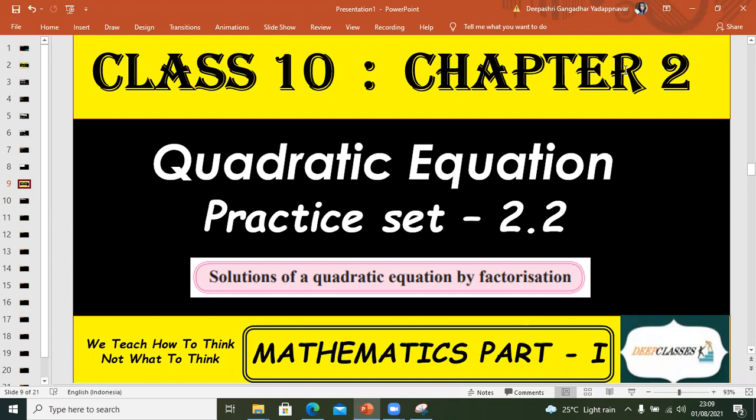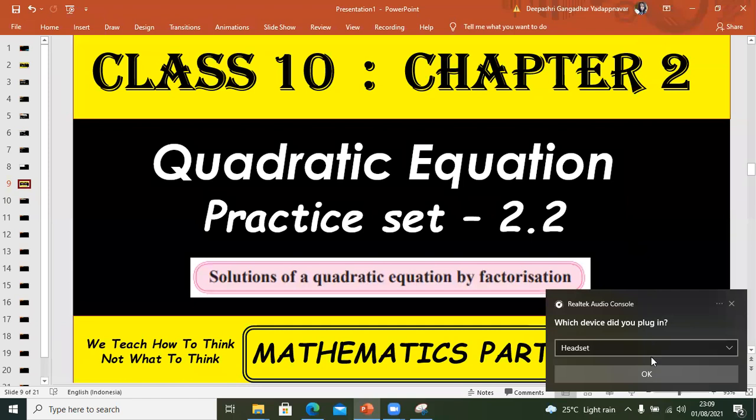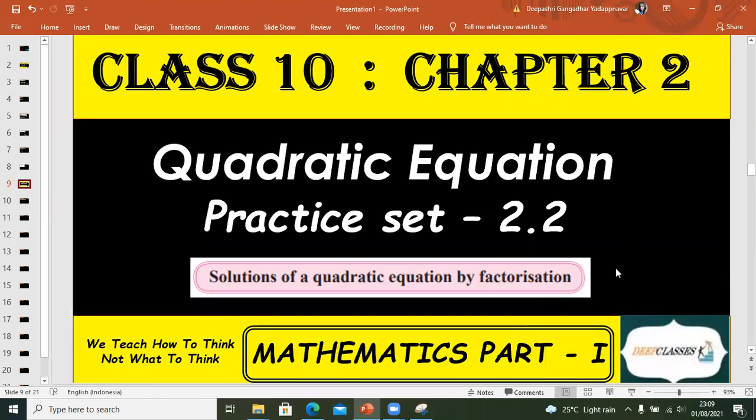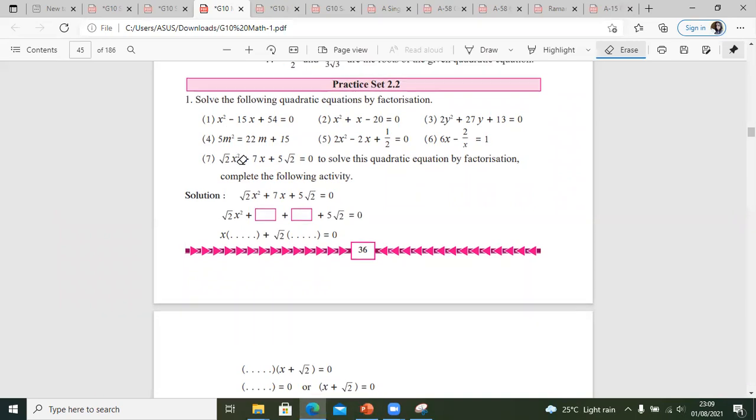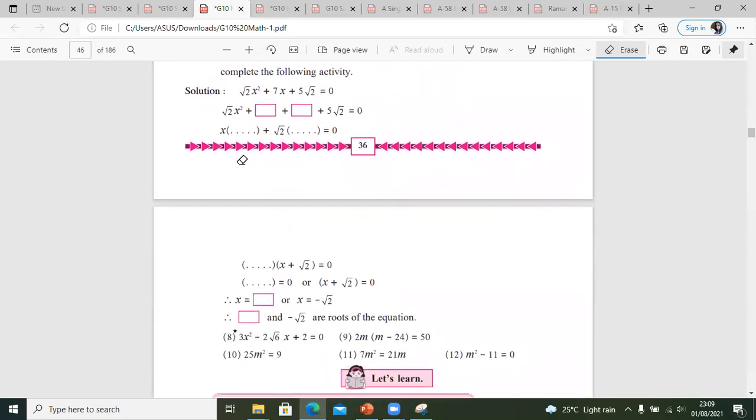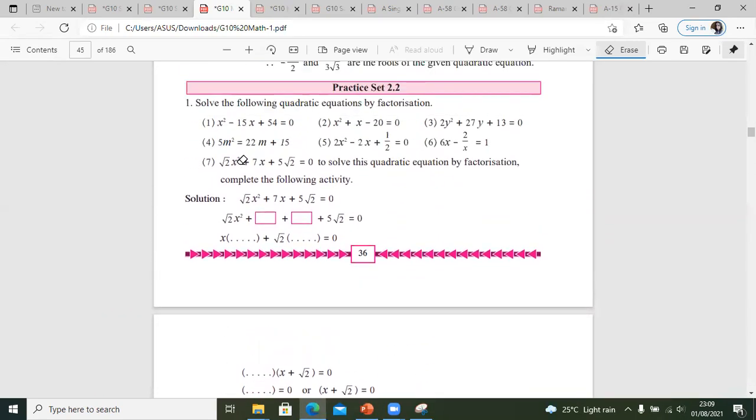In today's video, we are going to discuss practice set 2.2. Practice set 2.2 is based on solutions of quadratic equations by factorization. We are going to use this method to solve this exercise. So here is the exercise, practice set 2.2. There are a total of 12 questions in this exercise. So let's begin with the first one.